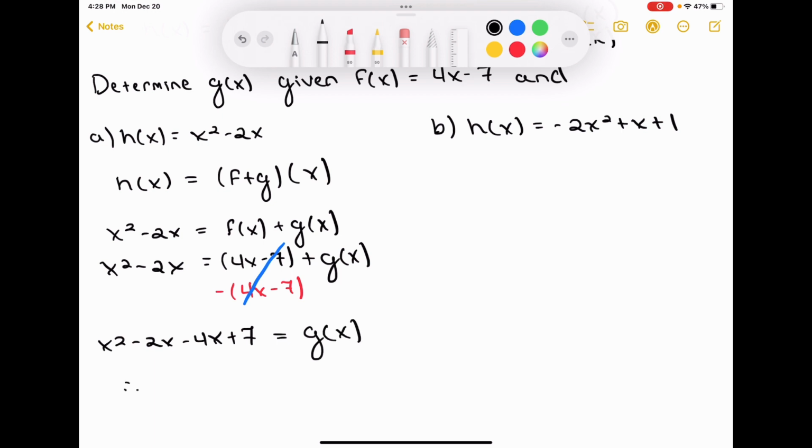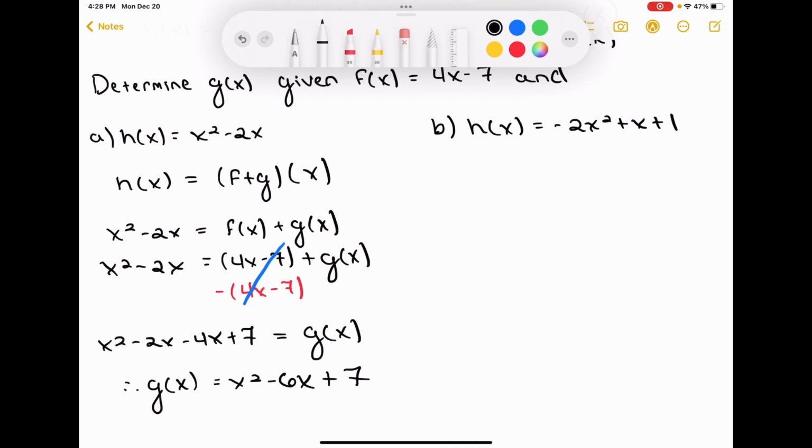Finally, we just have to rearrange in terms of descending power or combining what we can. So I have g of x is equal to x squared minus 6x plus 7. Yet again, we could factor, but in this case, we just wanted to combine them into simplified terms according to adding the composite functions.